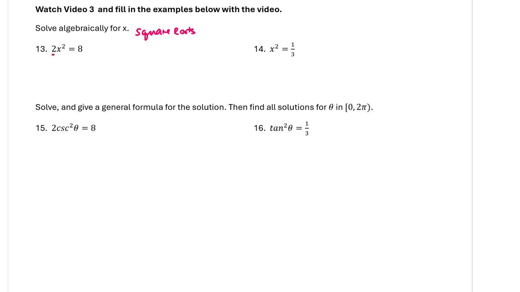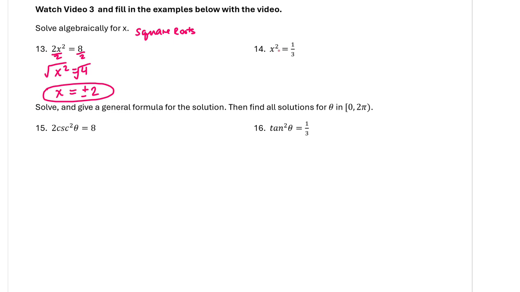So first, we do need to divide by 2, get the x squared term by itself, and then we're going to take the square root of both sides. And the only thing that we're really going to need to remember is the possibility that there are two solutions. So, in the x squared is equal to 4, that could be 2 squared equals 4. It could be negative 2 squared equals 4. So we want to keep both solutions there.